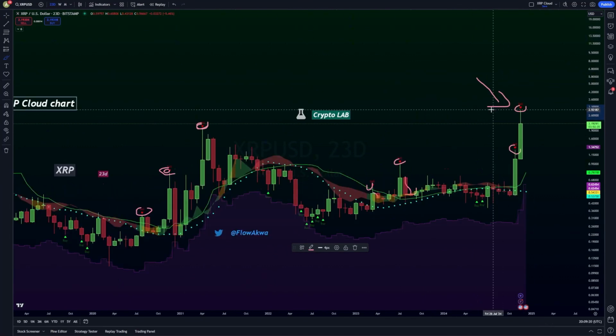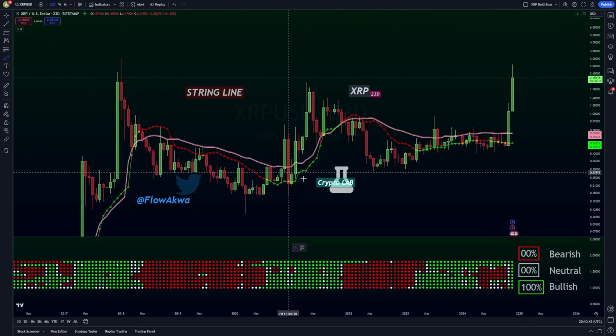So I know this is not what you want to hear, but I'm just sharing with you guys what my indicators are saying. And as you know, so far, they have been pretty accurate. Now we can move to the last chart of the day, the XRP Bull Bear Index. So this is the XRP Bull Bear Index chart.